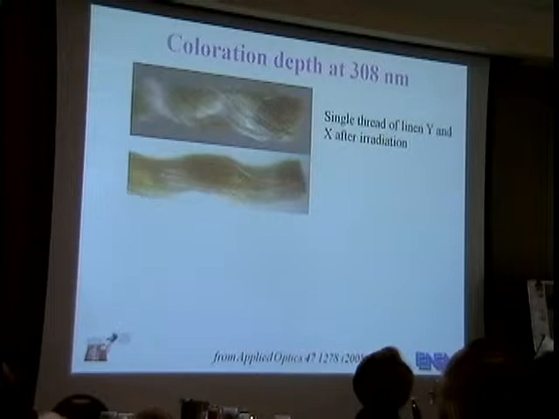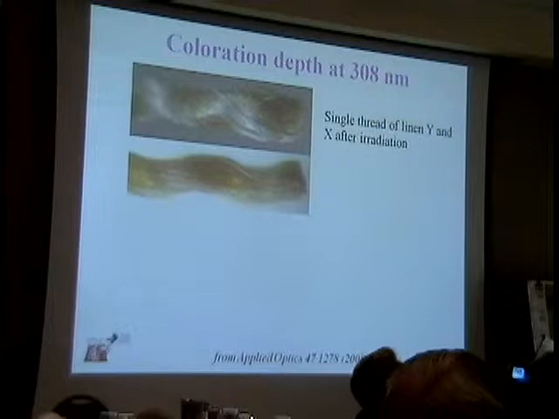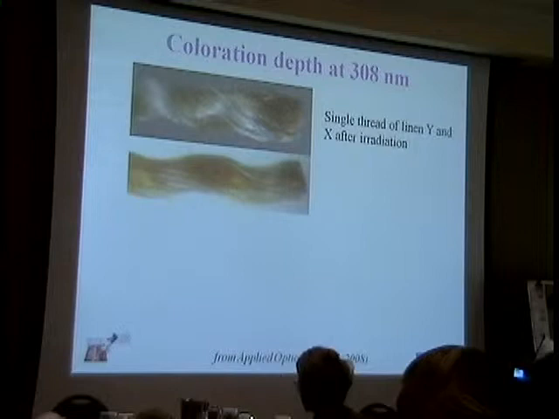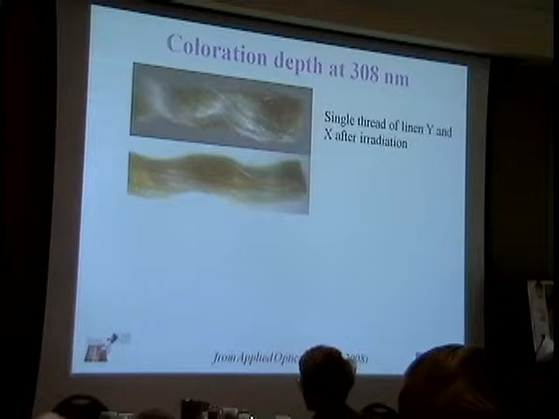What about the coloration depth? These are single threads of linen Y and X. And you see the threads are colored only when exposed to laser light, and not in the regions that are covered by another thread. This means ultraviolet light cannot pass through a single thread of linen.